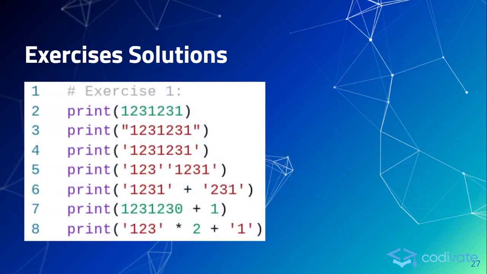Alright, so the first one asked us to find different ways to print 1, 2, 3, 1, 2, 3, 1. There's so many different ways you could do this. You could print it as a number or an integer. An integer is just a whole number. You could print it as a string with double quotes, a string with single quotes. You could have strings back to back. You could use concatenation with a plus sign. You could use a mathematical expression. And you can also combine string math and concatenation.